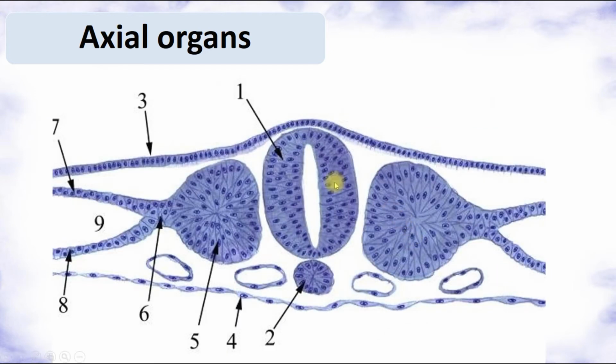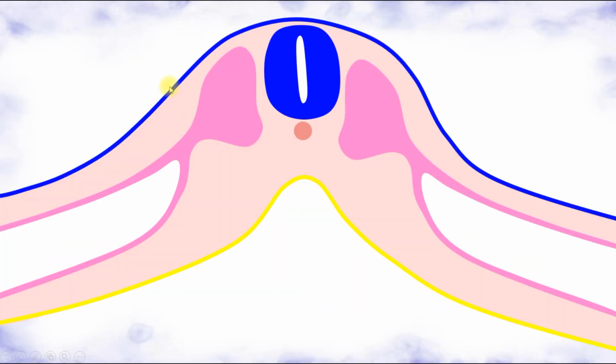So here we can see ectoderm, endoderm, notochord, neural tube, and somites. And here we can see ectoderm, endoderm, notochord, neural tube, and somites. And also we can see that ectodermal structures are shown in blue. It's skin or dermal ectoderm, and the neural tube or neuroectoderm. Endoderm is shown in yellow, and mesodermal structures are shown in different shades of pink.